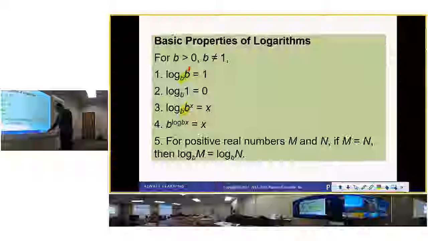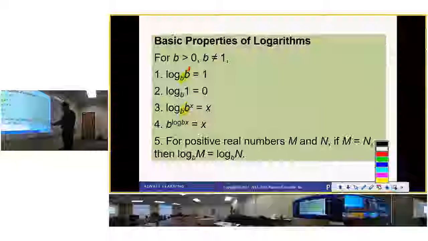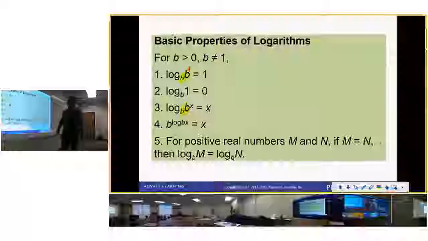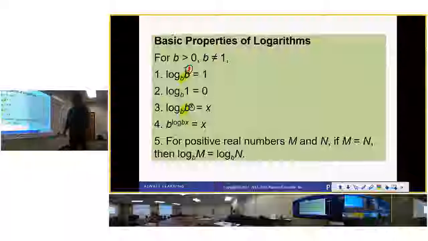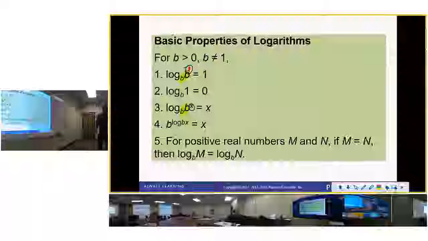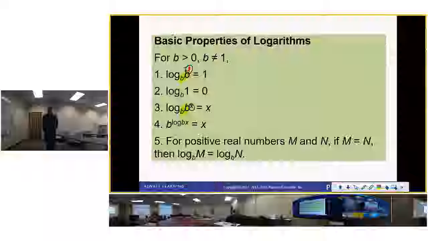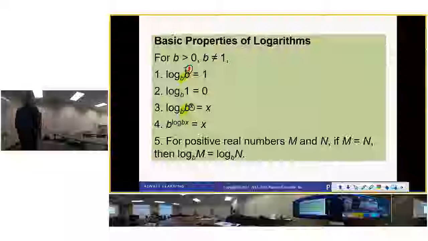Starts with an E, X, P, O, N. Thank you, one person. So if you have log base b of b, then the answer is whatever that exponent is.